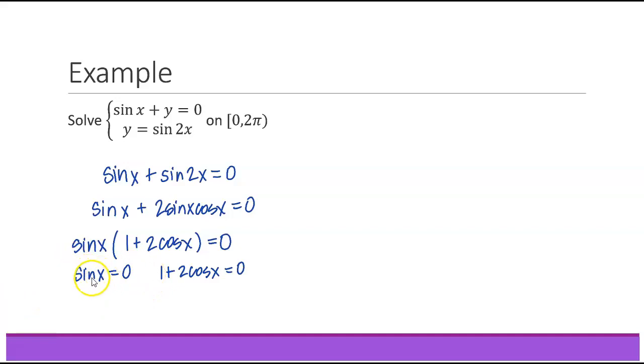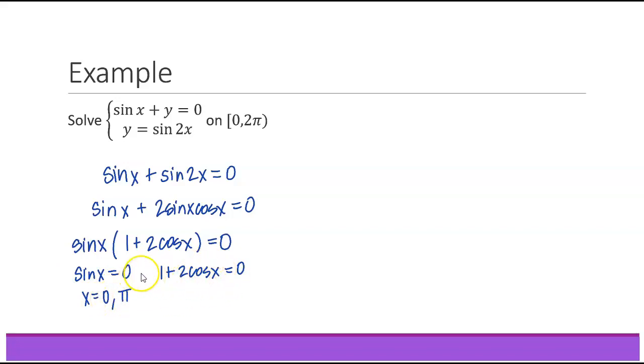So here, where does sine x equal 0? On 0 to 2 pi, remember. So sine x is equal to 0 at x equals 0, and also x equals pi. So at the angle pi, the y value is 0. So we have two solutions here.